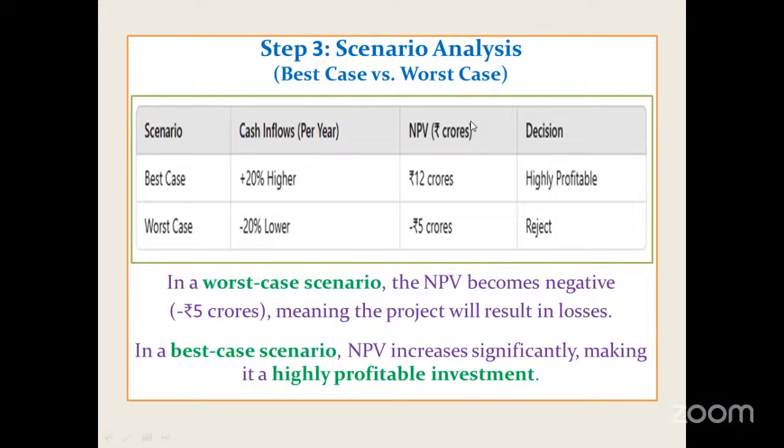So in the worst case, with cash flows down 20%, the net present value is also minus 5 CR. So here we can reject, because at least one value must be positive. The worst case is going to be rejected. That is the reason here. In the worst case scenario, the net present value becomes negative, minus 5 CR, meaning that the project will result in losses.